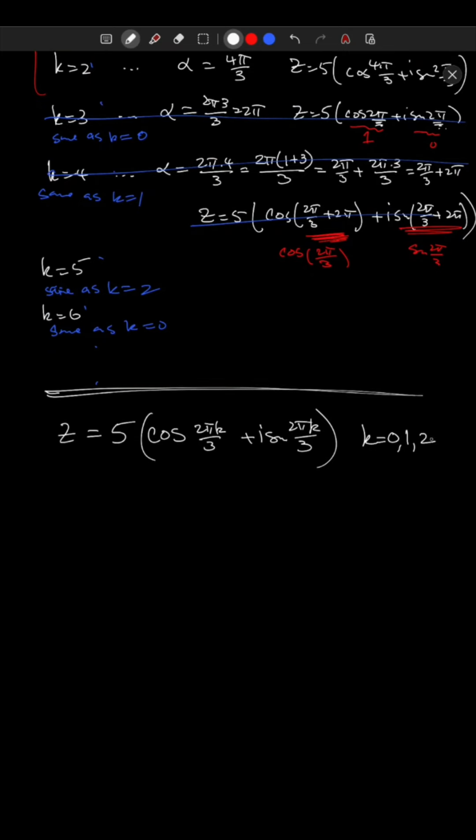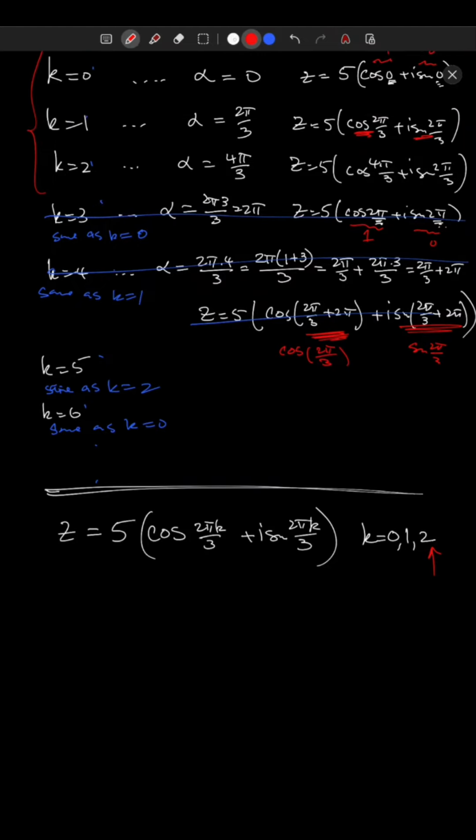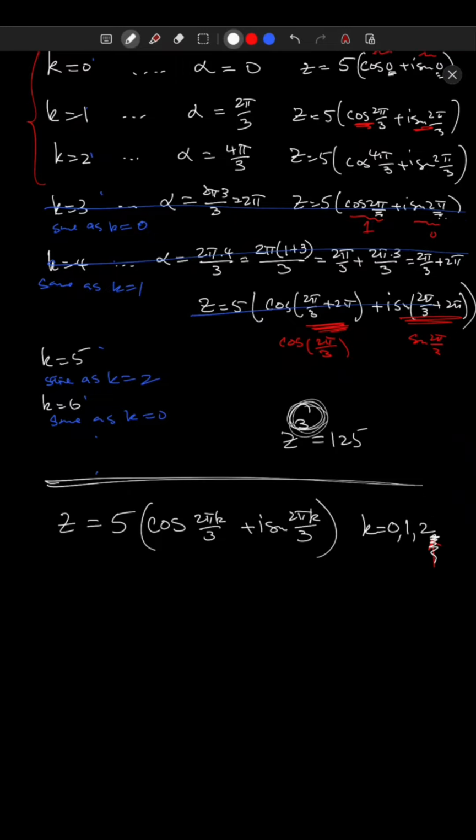Okay, notice one interesting feature here. This 2 is 1 minus the 3, which is the power that we were looking at. We were solving z cubed equals 125. That 3 made this a 2 here. It made it so that it repeats every 3, from 0, 1, 2, and then it repeats starting from 3 and so on. So this number here is probably best thought of as 3 minus 1.